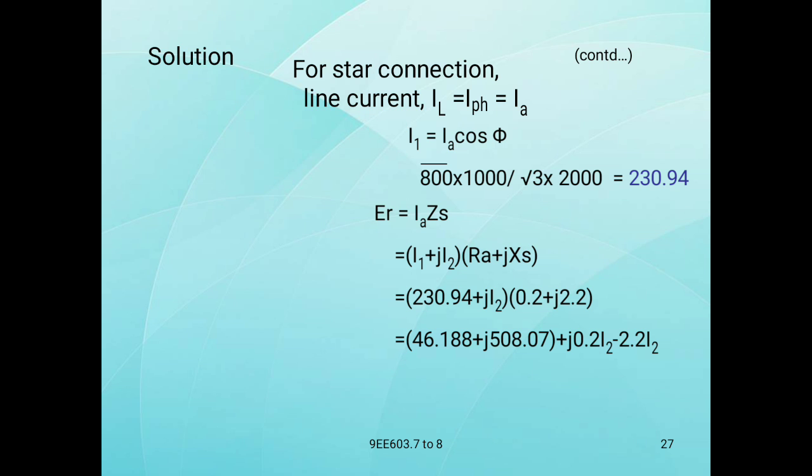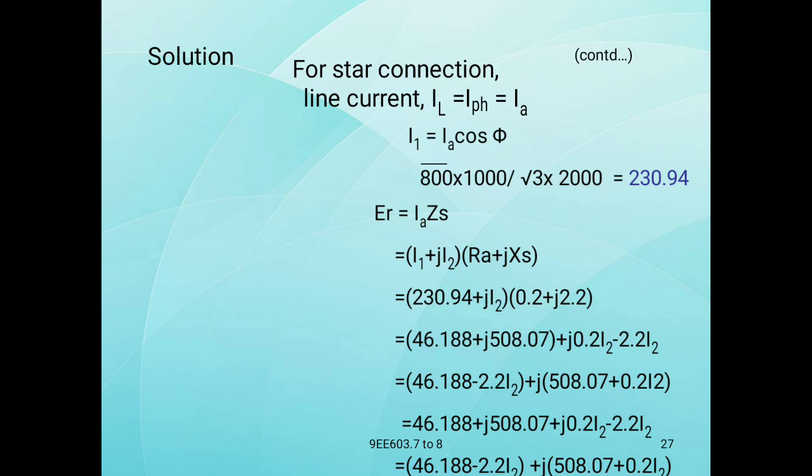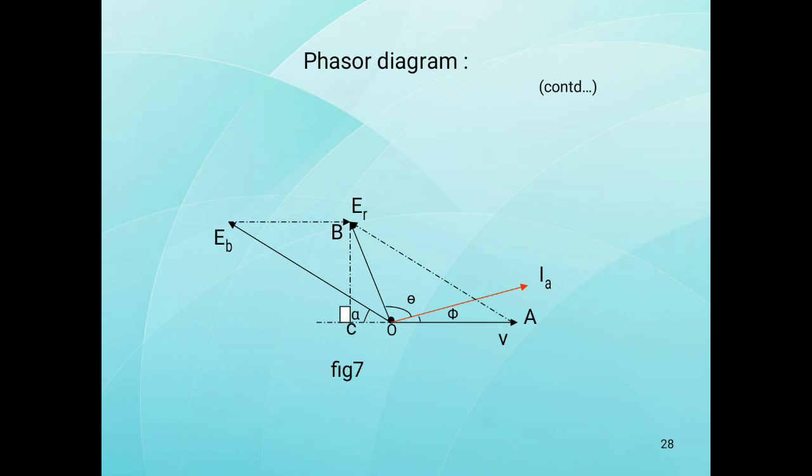So here 46.188 plus j508.07 plus j0.2I2 minus 2.2 I2, that is 46.188 minus 2.2 I2 plus j508.07 plus 0.2 I2. So finally 46.188 minus 2.2 I2 plus j508.07 plus 0.2 I2. The phasor diagram is, so already we know the phasor diagram.